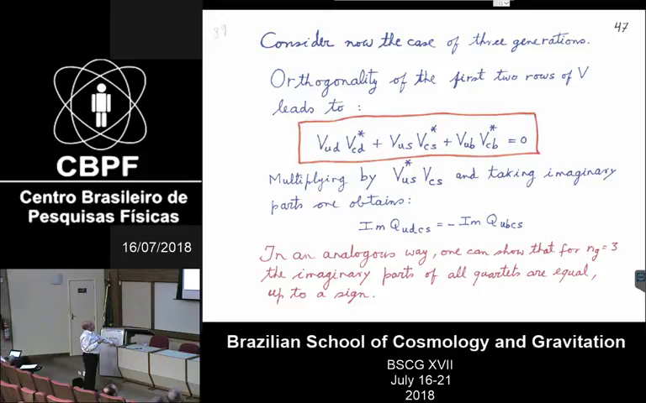So in an analogous way, one can show that for NG equal to 3, the imaginary parts of all quartets are equal up to a sign. So this is a very interesting characteristic of the standard model. You can talk about the strength of CP violation in the standard model as being the imaginary part of this quartet. And it is indeed small in the standard model, not because the phase is small, but because the angles are small.